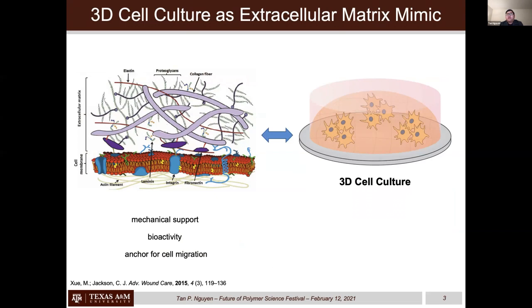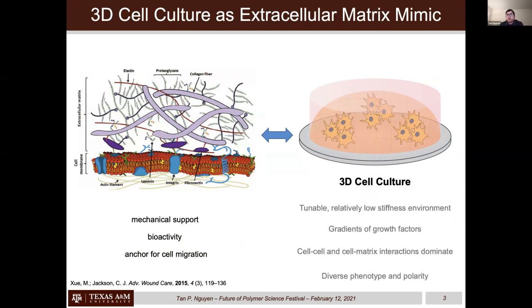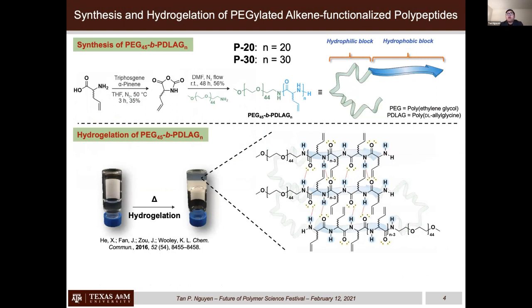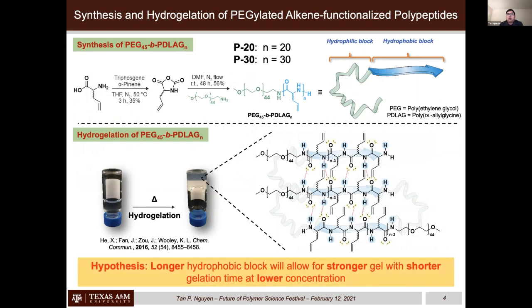There are several advantages for 3D cell cultures compared to the conventional 2D materials, including tunable stiffness, growth factor gradients, and diverse cell interactions and phenotypes. To do so, we synthesize pegylated alkene-functionalized polypeptides with varying hydrophobic blocks. In the past, these polypeptides were demonstrated to form hydrogel upon heating. Our hypothesis is that the longer the hydrophobic block, the shorter the time and the lower the concentration it will require for the hydrogel to form.